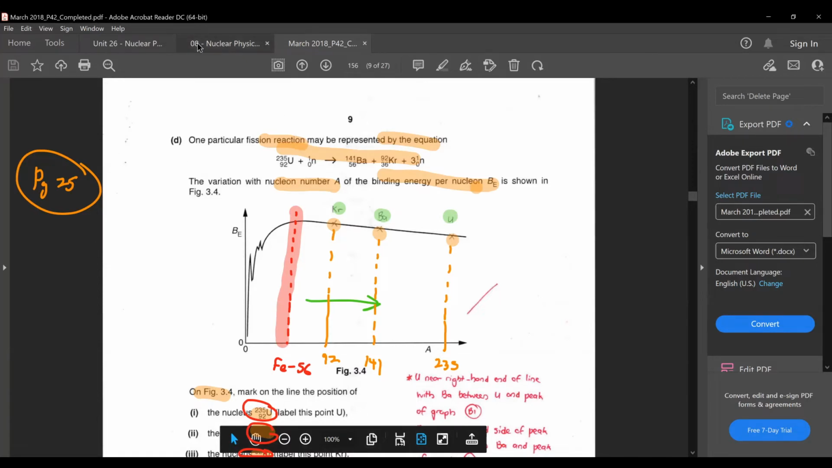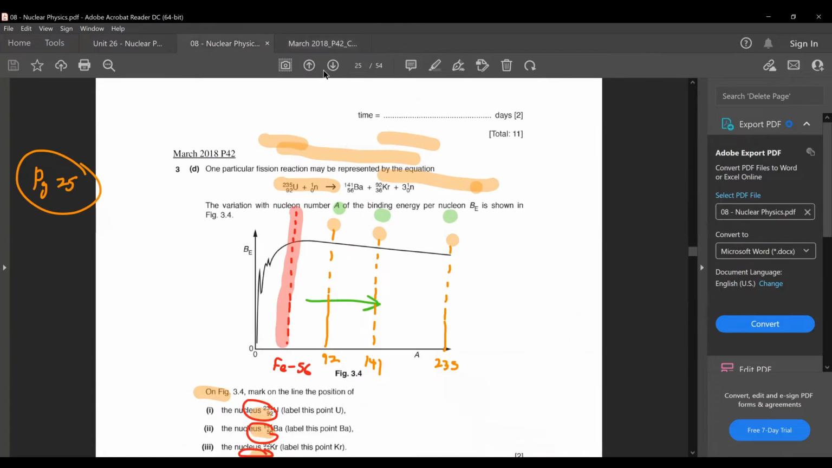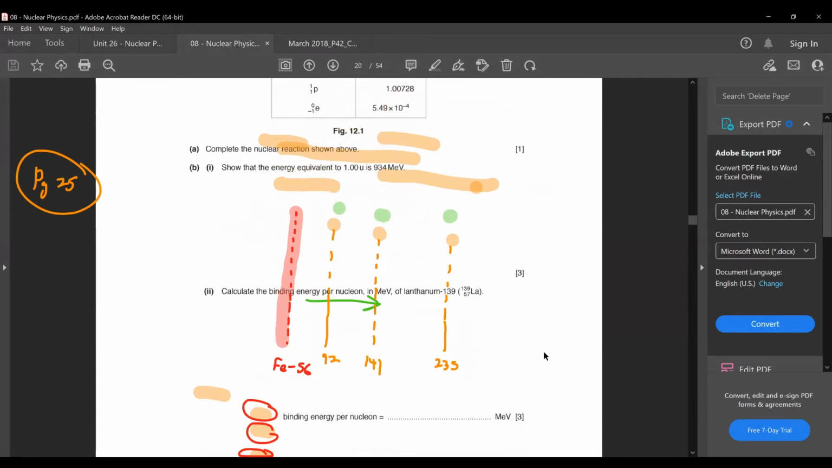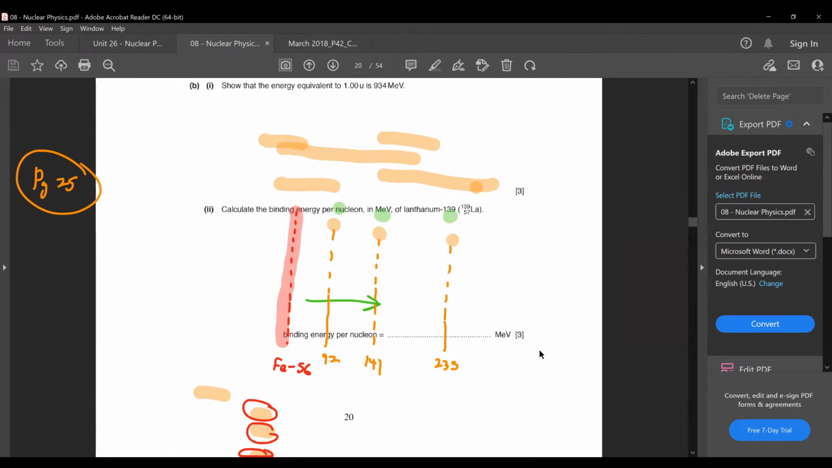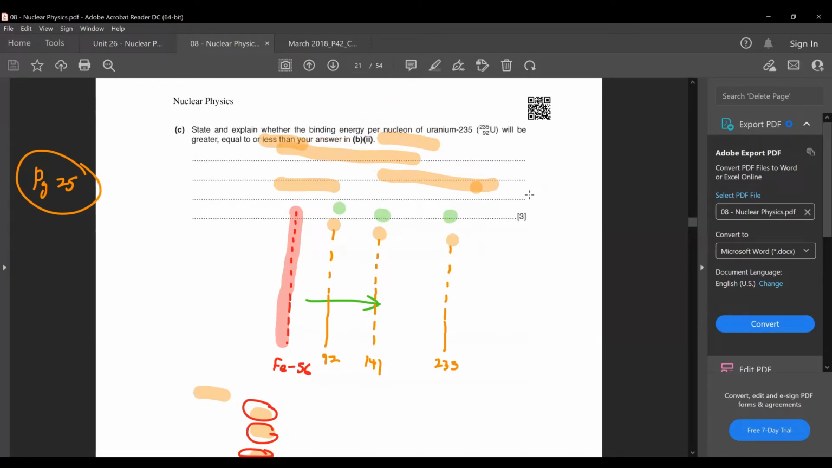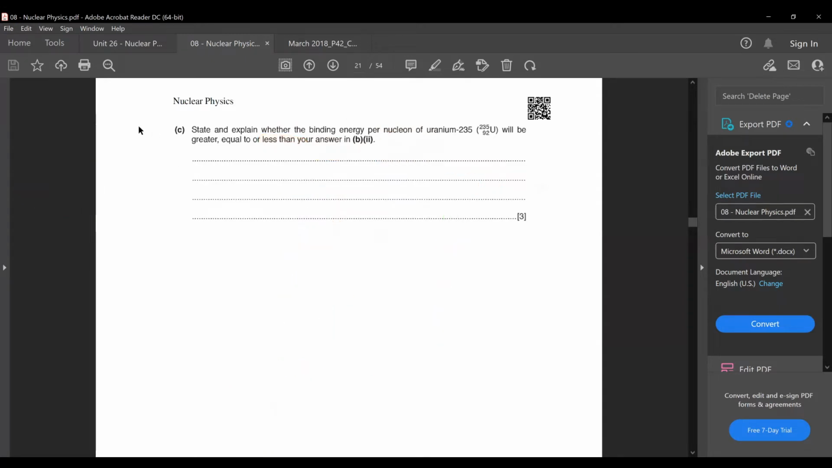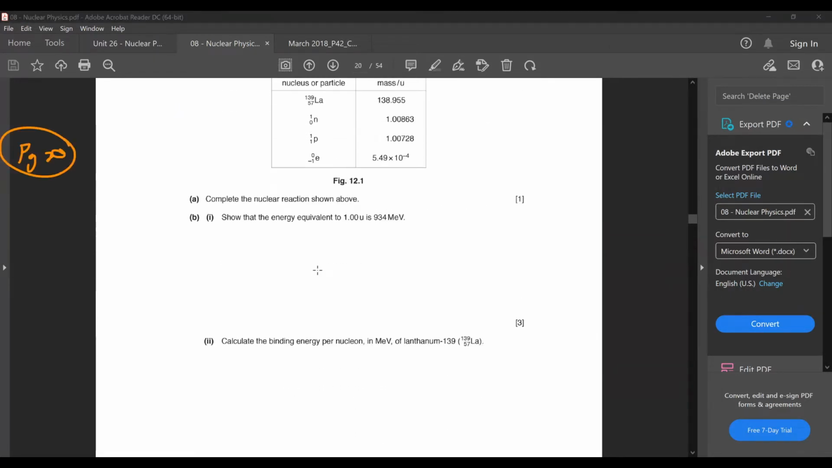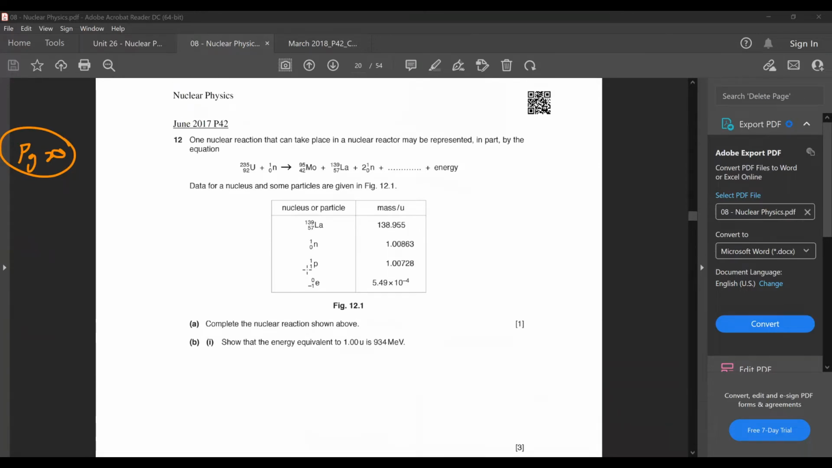Okay, right. Then I move on to another one. The next one will be page 20. Yeah, I think it's page 20. Binding energy. Okay, yeah. Next one you go through is page 20. Right, so we go through page 20. Okay, it's 5 pages before. Right, this is June 17, P42.